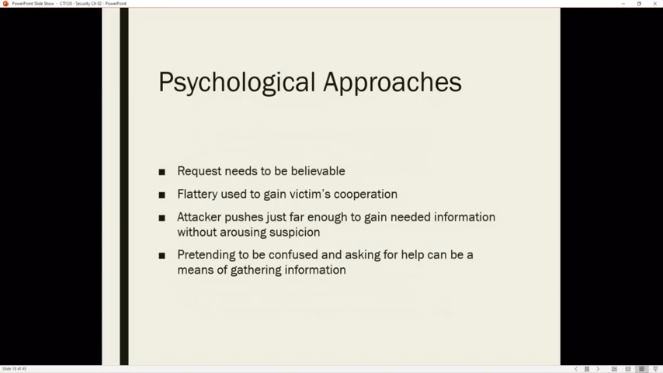You want to make sure you get the information that you need, but you want to make sure also that you're not seemingly arousing suspicion. You're not generating potential issues. Pretending to be confused, of course, can be a means of gathering information.